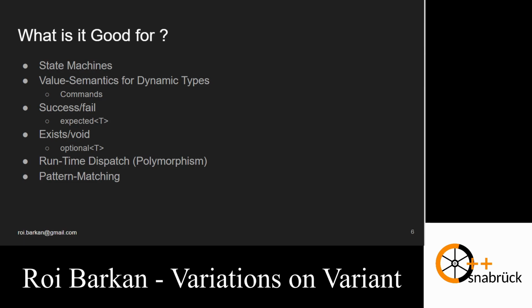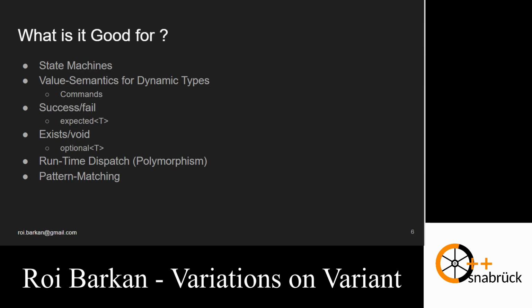Another common use case for variants is to do dynamic types which have value semantics. Dynamic types in C++ that use pointers or references don't have value semantics, so they can't be copied, moved, or accessed similar to typical values. And with variants, the ability to be stack-based and copyable is very, very easy. The command design pattern typically uses it well, and I'll show an example later on.